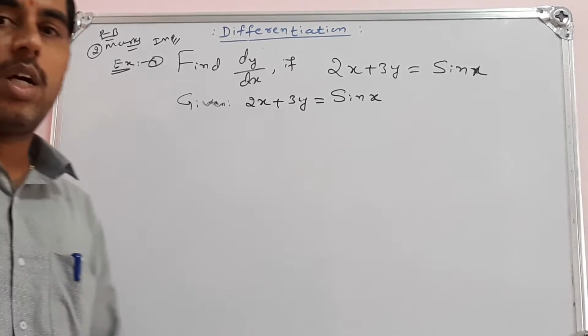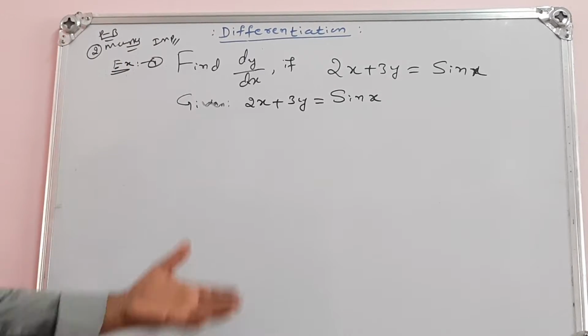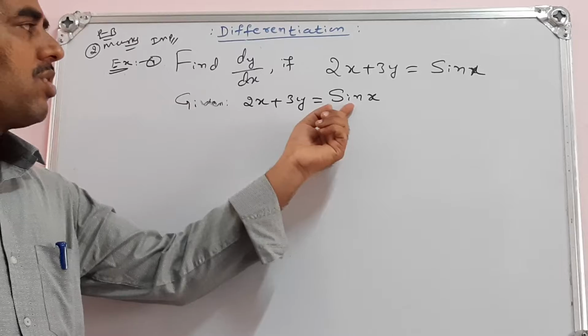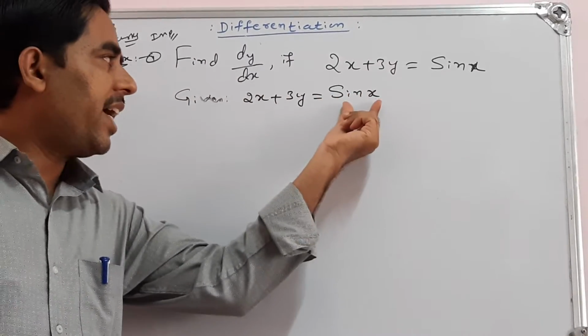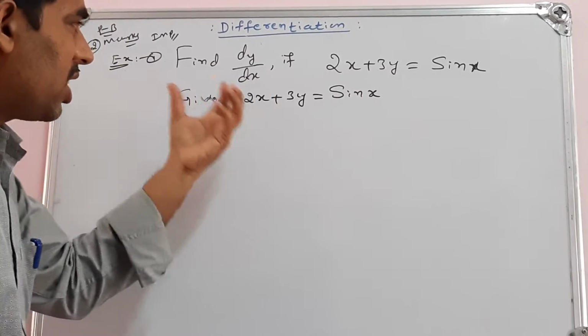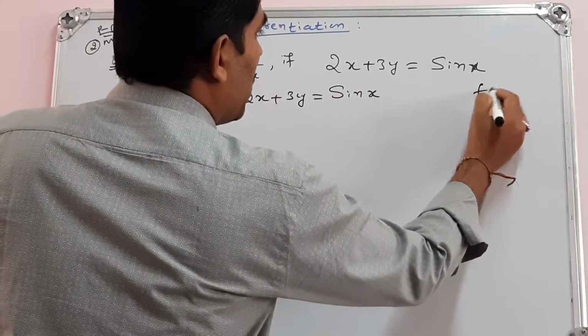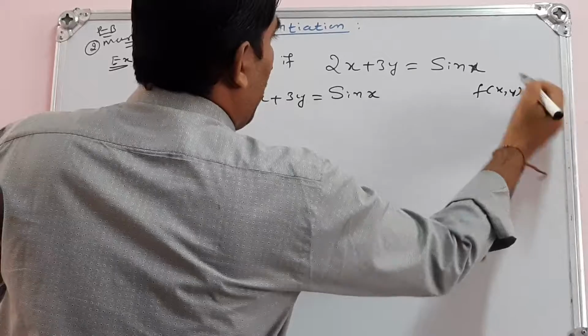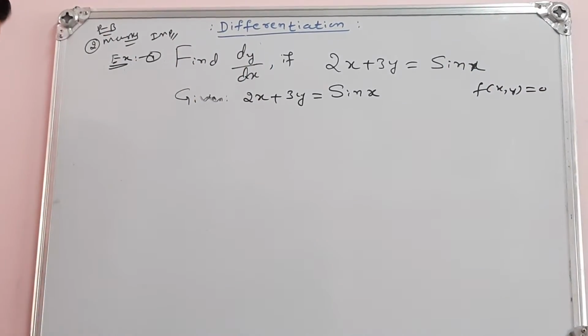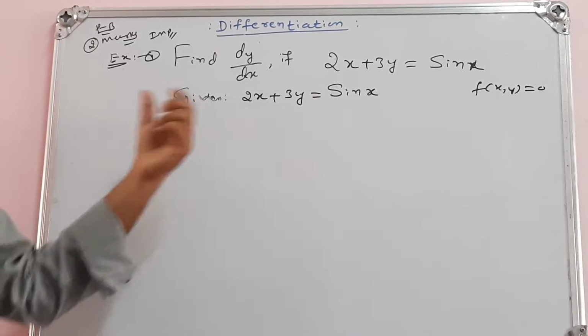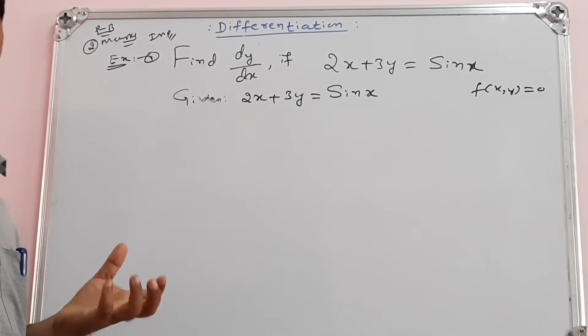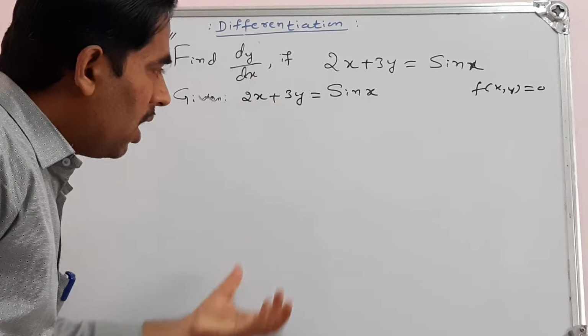I am going to solve some of the simple examples. 2x plus 3y is equal to sin x. Observe this. On the left hand side I have 2x plus 3y, and on the right hand side I have sin x. This function is f of x comma y is equal to 0, so it is an implicit function. We cannot write it conveniently in the form y is equal to f of x.